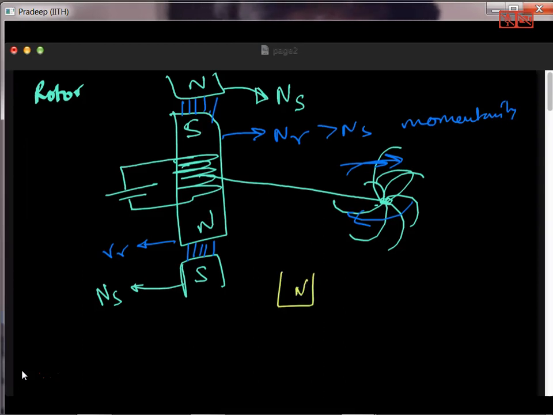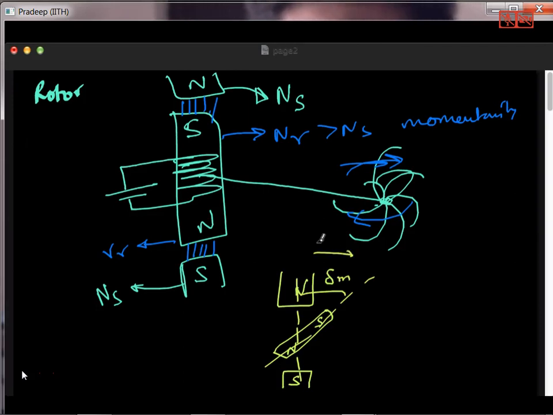This is North Pole, this is South Pole. And then your rotor will move forward. So this is South Pole and North Pole of the rotor. And then this is moving forward. So here again an angle is created, delta M.